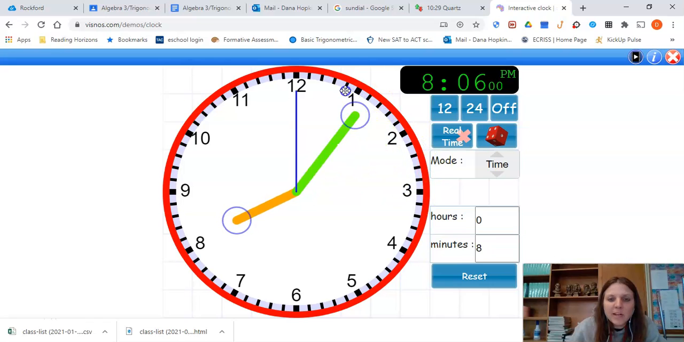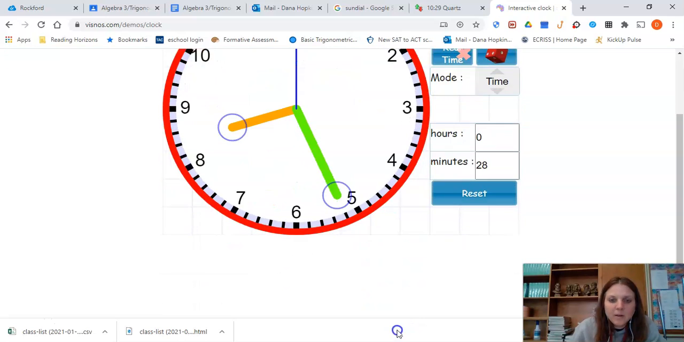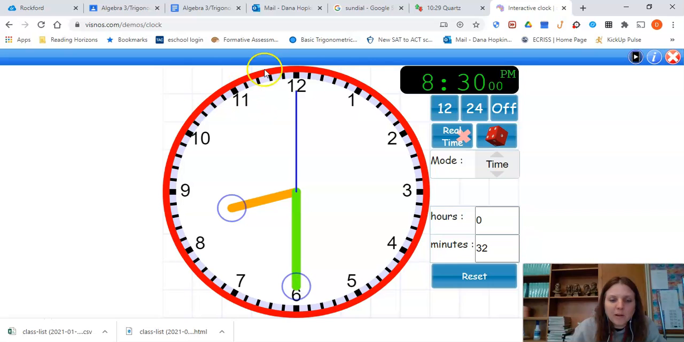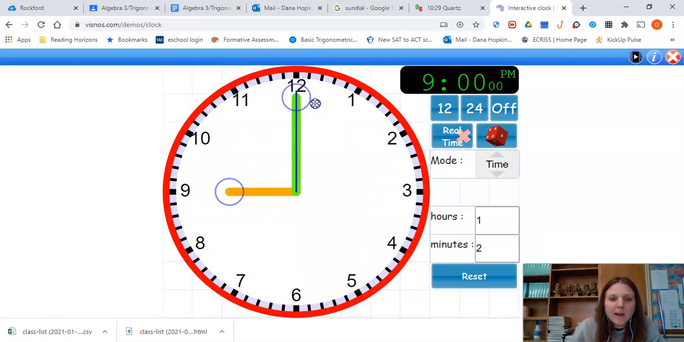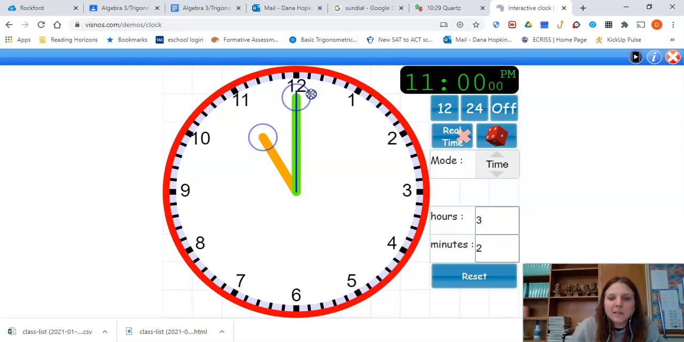So each one of these numbers is worth 5 minutes. So 5, 10, 15, 20, 25, and 30. Okay, so half of a clock would be 30 minutes. A full clock is 60 minutes. It's an hour. Okay, so each time we move around one full time, that's 60 minutes or it's an hour.